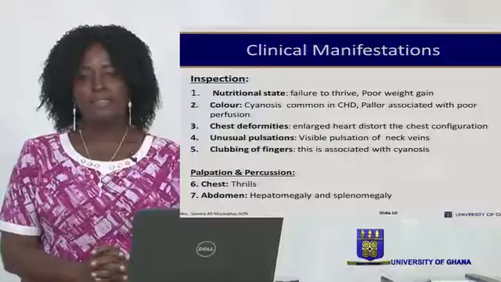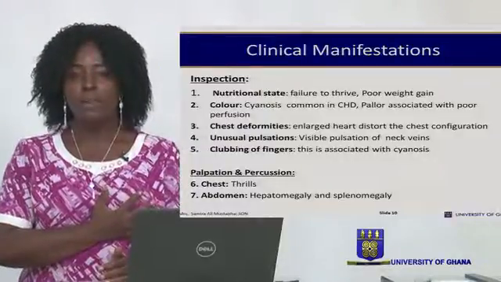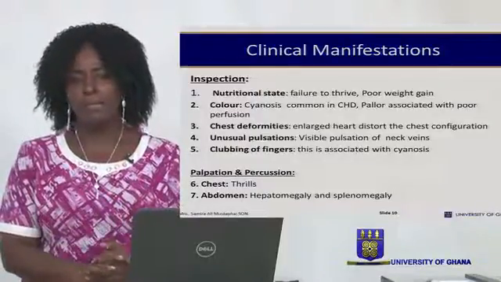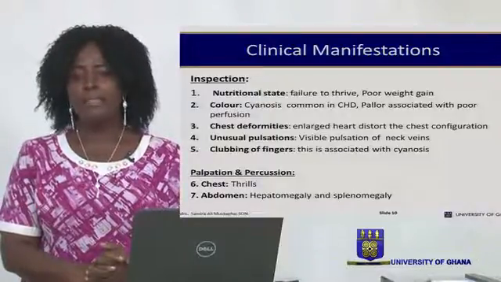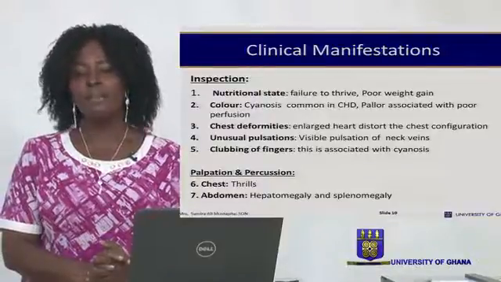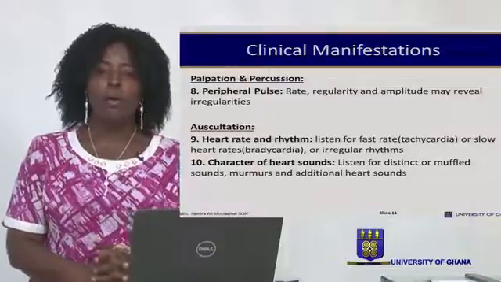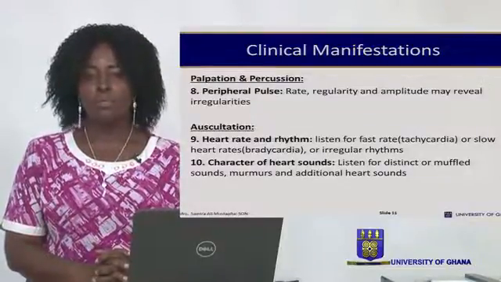And then also we have palpation and percussion. And here the chest thrills are felt because when you put your hand on the chest, you feel it full and pounding. And then the abdomen, there will be some degree of hepatomegaly and splenomegaly, all because there is some enlargement in the liver and the spleen. And also palpation and percussion, you have peripheral pulse.